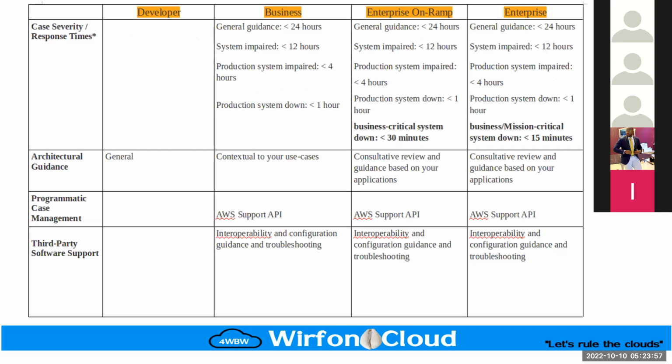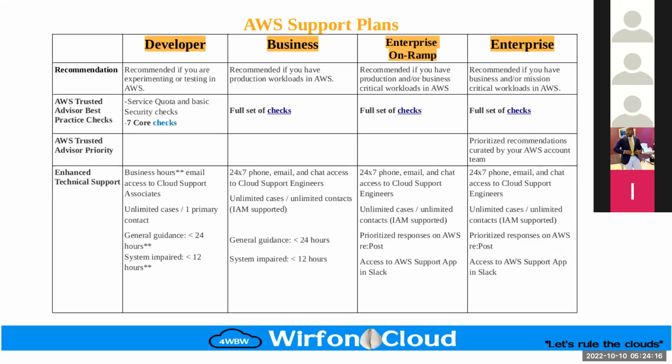If you see mission critical workload with response in less than 15 minutes, it will be enterprise. If you see business critical workload where you need less than 30 minutes to respond, you know that it's enterprise on RAM. If you see the AWS Trusted Advisor priority in a question, automatically the answer is enterprise. If you see the 7 core checks, that's where you should be doubting between business and developer, and then you look for something that will help you choose which of them will be the answer.